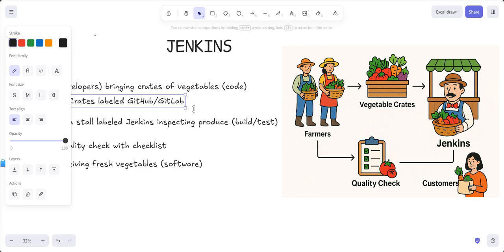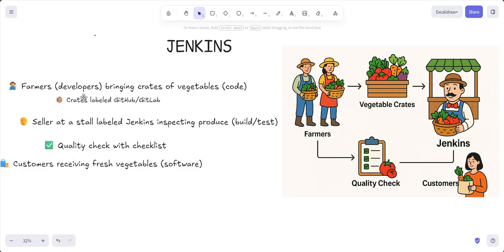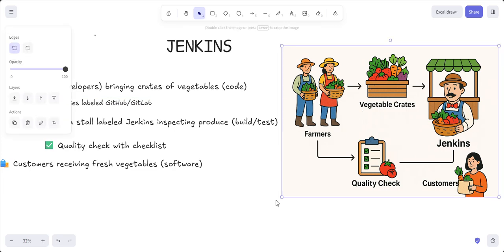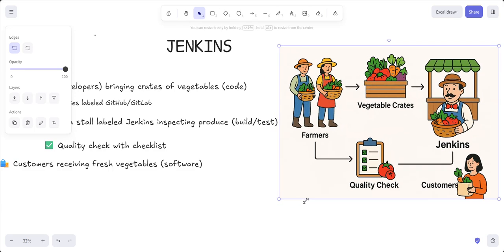So GitHub, which is a repository, as you are following my previous playlist, you would know that we have used GitHub Actions, or GitLab also we can use. So these crates are basically the labels for those codes, the vegetables, in the vegetable market. So there we can consider those as our crates.